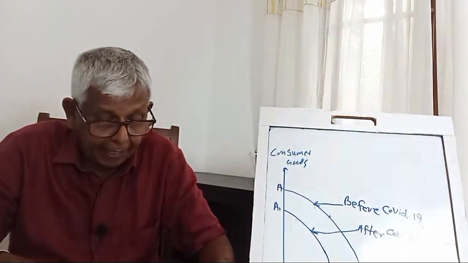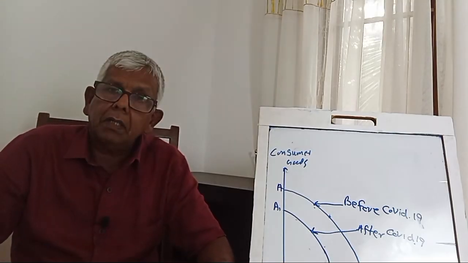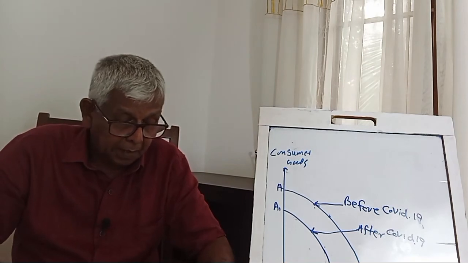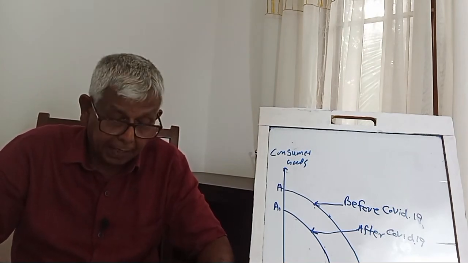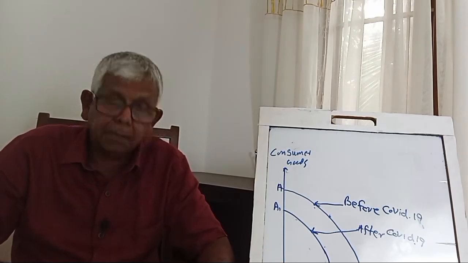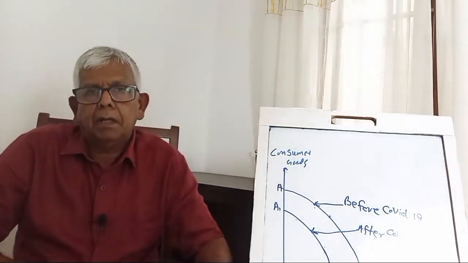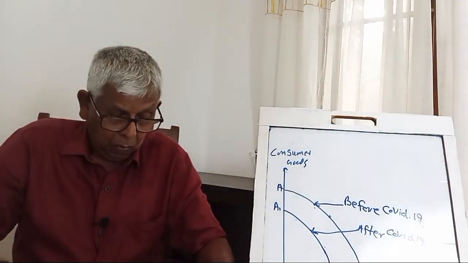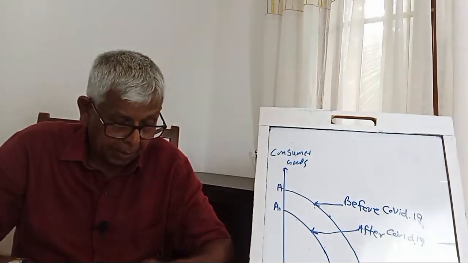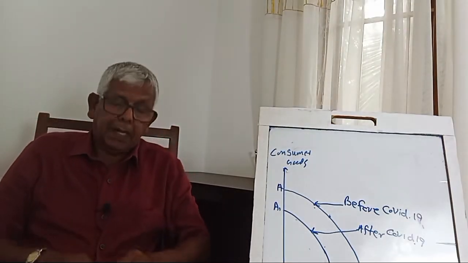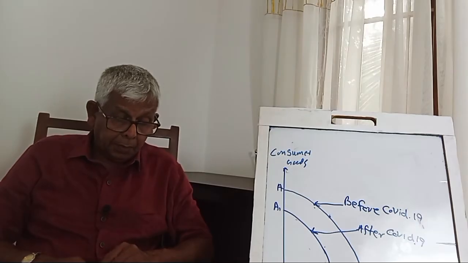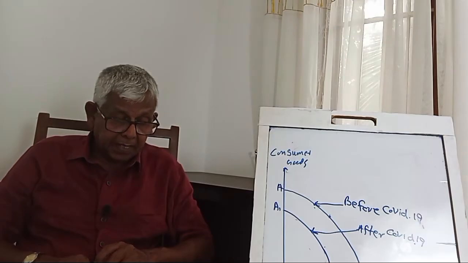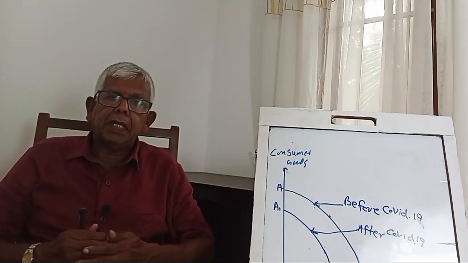Explain what happens to a country's production capacity due to a pandemic such as COVID-19, using a production possibility curve. What happens to a country's production capacity due to a pandemic disease such as COVID-19?